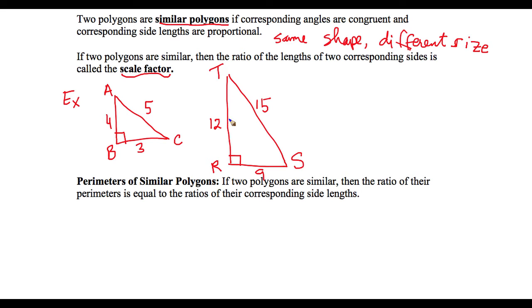AB and RT, AB over RT, that's going to equal 4 over 12, which reduces down to 1/3. And then if we compare the other lengths as well, let's say BC and RS, BC over RS has a ratio of 3 over 9, which is also 1/3.